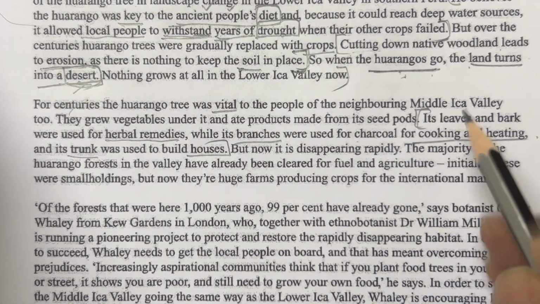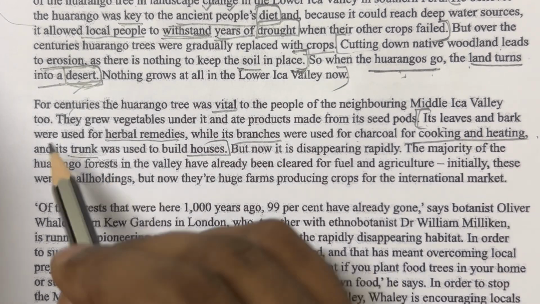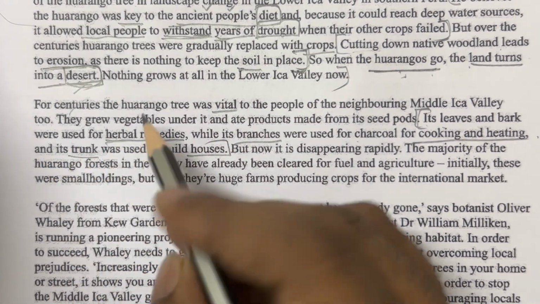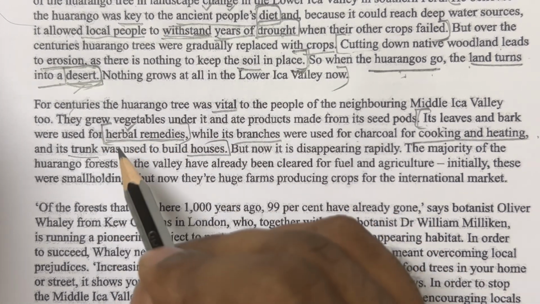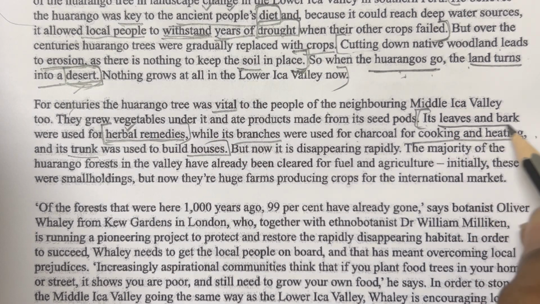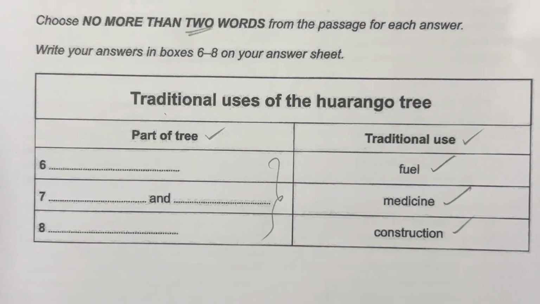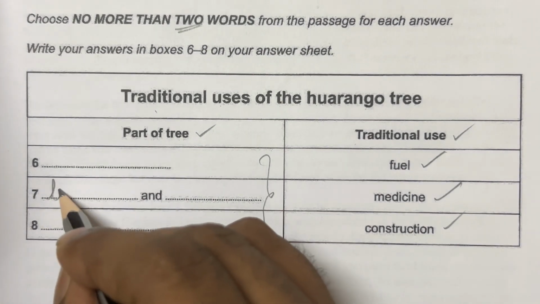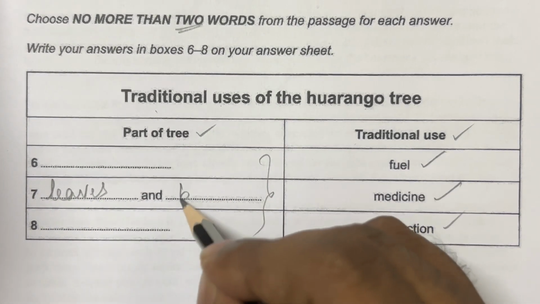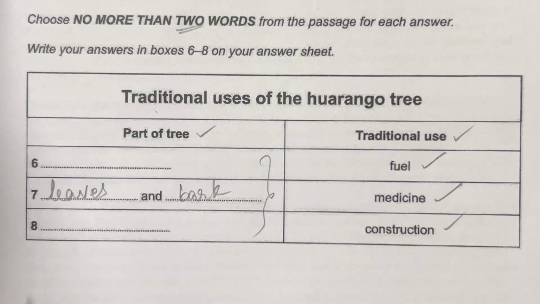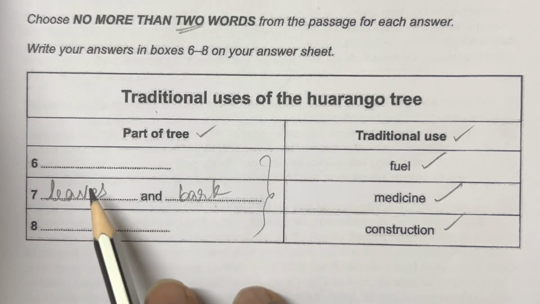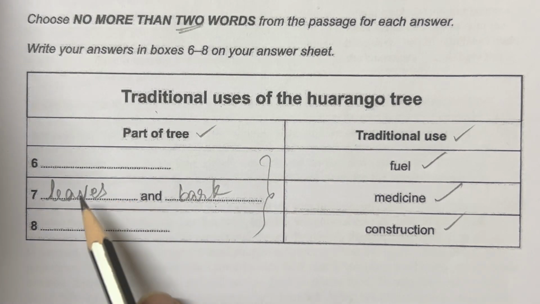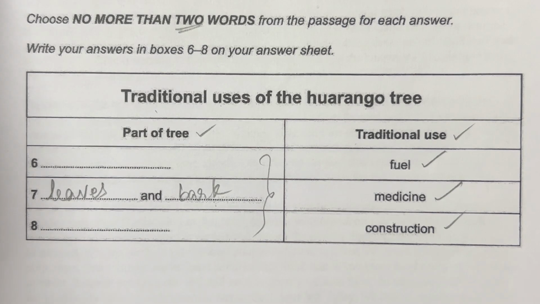So let's read from here. Its leaves and bark were used for herbal remedies. What do you mean by herbal remedies? For medicine, right? For medicinal purposes. So what is the answer? Leaves and bark. So the 7th one should be what? Leaves and bark. So you have to write both the answers, guys. If you write leaves and leave this one, it's wrong. If you write bark and leave the leaves, it's again wrong. You have to write both the answers to get the full mark in this.